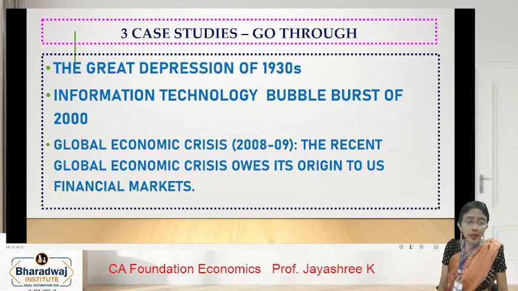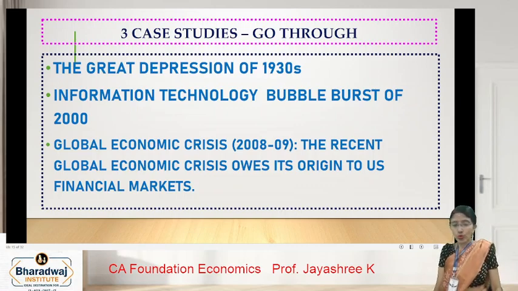The three important case studies you have to go through are the Great Depression of 1930s, the information technology bubble burst of 2000, and the global economic crisis, I mean the current one, 2008-9. I think most of you will be familiar with all three. The Great Depression of 1930s led to the birth of Keynesian economics or macroeconomics. You know that, isn't it?